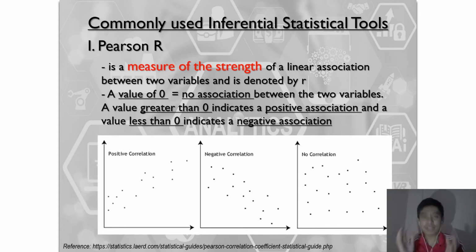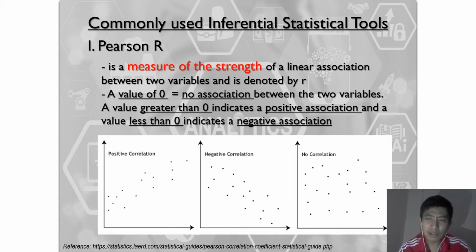Pearson R is the measure of strength of linear association between two variables and is denoted by the rho or the R value. A value of 0 is no association between the two variables. A value greater than 0 indicates a positive association, and a value of less than 0 indicates a negative association. As you can see in our presentation, there's a positive correlation and negative correlation, or there's no correlation. The data spreads only in the x and y axis, and the negative correlation, as you can see, is a downward trend, and the positive correlation is the upward trend.